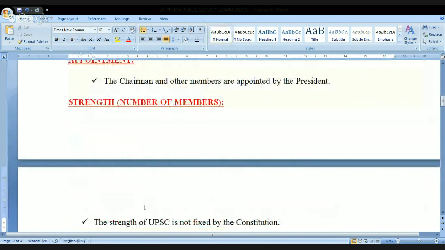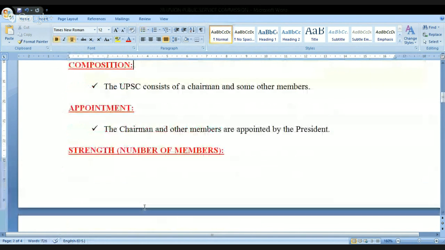Now when it comes to the composition of this UPSC, there is a chairman and some other members. And the chairman and other members, everybody is appointed by the President of India. It's a very frequently asked question in examinations like IAS or SSC or Group 1, Group 2, any examination. It is very generally asked.